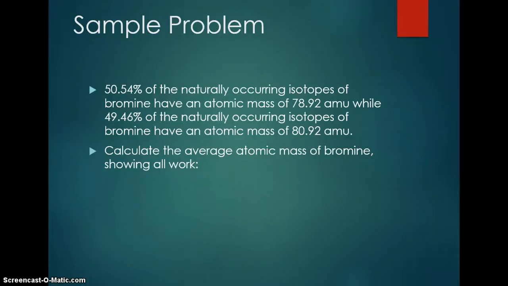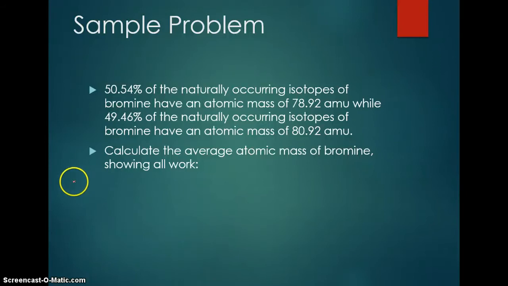So if we look at something like bromine, it says 50% of the naturally occurring isotope of bromine have an atomic mass of 78.92, while 49% of the naturally occurring isotope of bromine have an atomic mass of 80.92. Calculate the average atomic mass of bromine, showing all of your work.